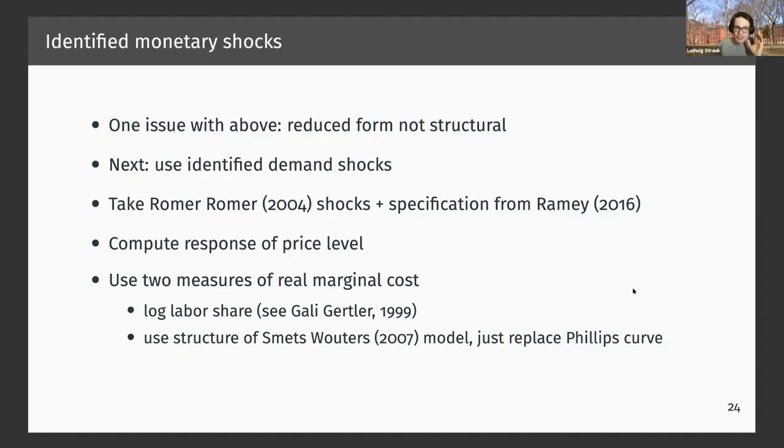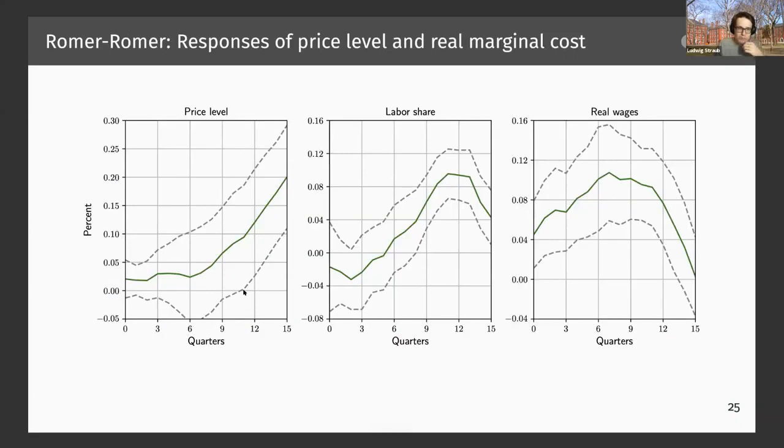So one proxy I'm just going to focus on for now is the log labor share. This has been, for example, used by the famous paper by Gali-Gertler. When we run this in the data, just to show you what we find, a price level that's characteristically sluggish, right? It does basically nothing until 6 quarters out, and then it takes off.